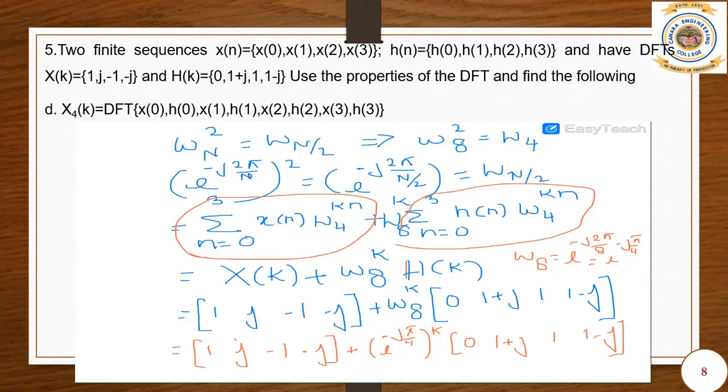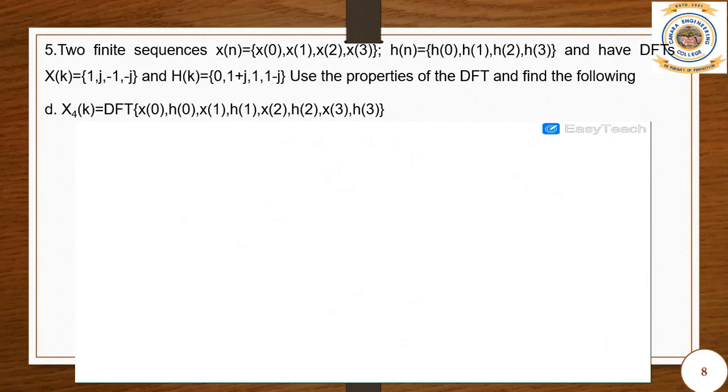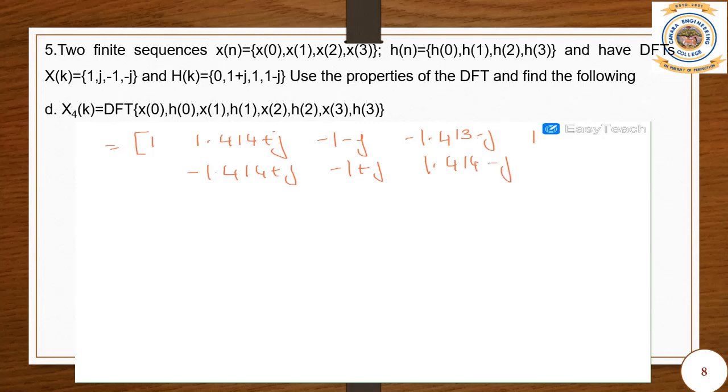Make use of a calculator and try to find the answer. You are supposed to get this as 1, 1.414 plus j, minus 1 minus j, minus 1.413 minus j, 1 minus 1.414 plus j. Then you have minus 1 plus j, 1.414 minus j. This is the answer.